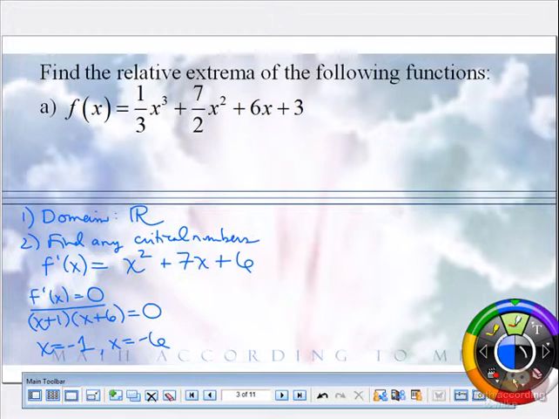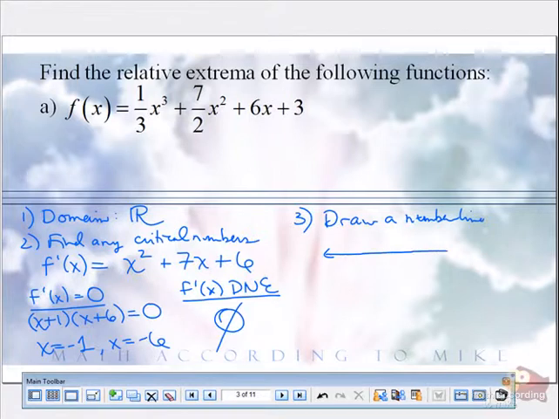And the other half is see where the derivative does not exist. So that's that domain thing again. Looking at the derivative, are there any fractions? Radicals? Logs? So the derivative always exists. So it never does not exist. So our only critical numbers are -1 and -6. Is that okay? So step 3 would be draw a number line.